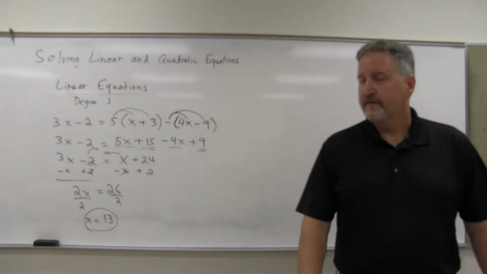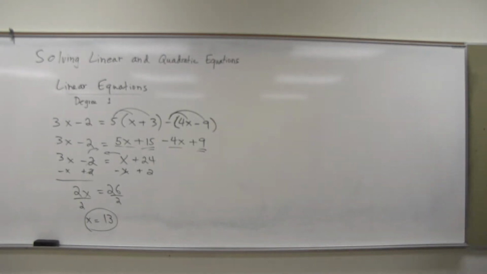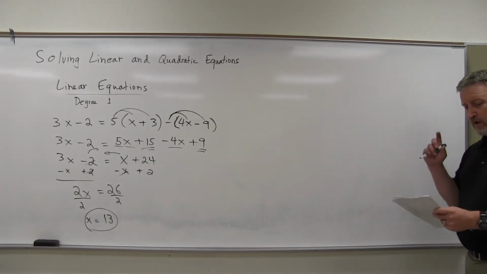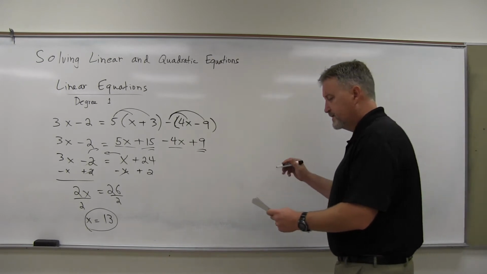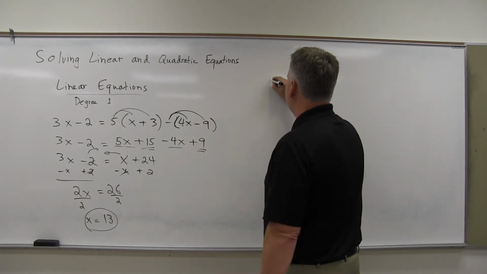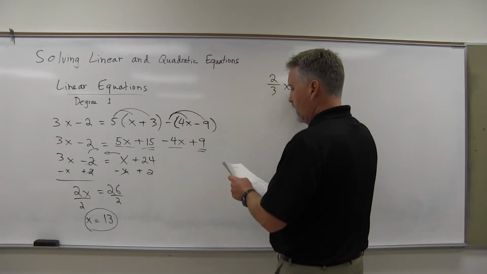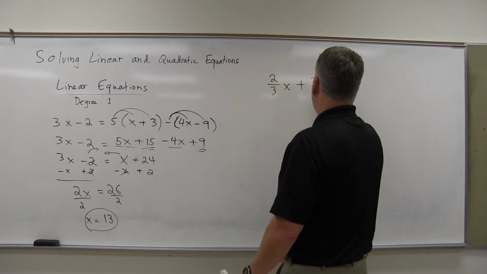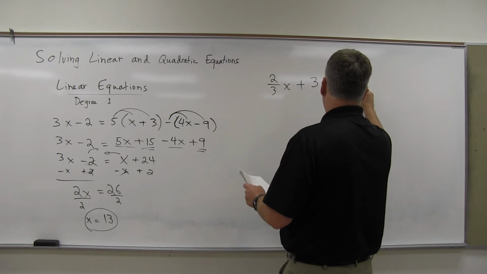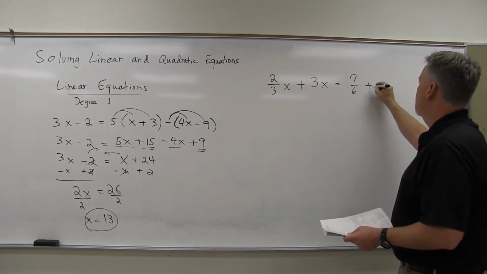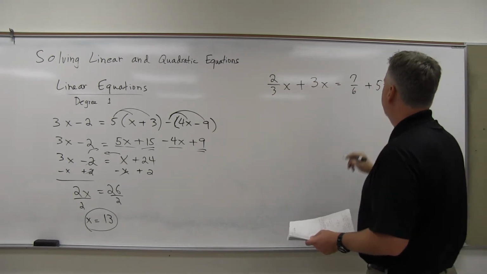All right? So that's the basics, probably one of the ones you're familiar with. What I wanted to show you too was, take a look at this one: 2/3 x plus 3x equals 7 over 6 plus 5x.